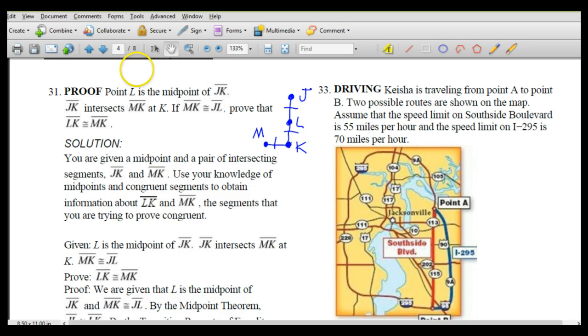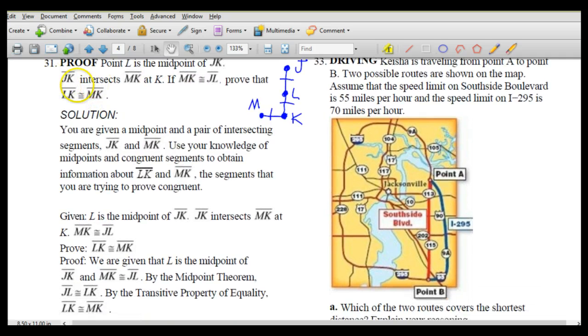JK intersects MK at point K. So JK and MK are intersecting at point K. If MK is congruent to JL, so MK has the same mark as JL, we want to prove that LK is also congruent to MK, that JK and MK are congruent.